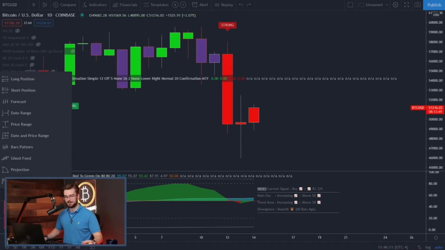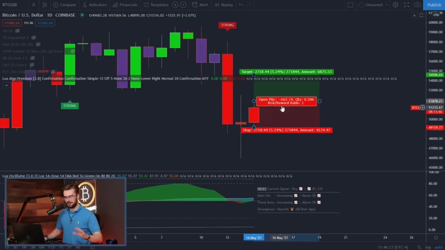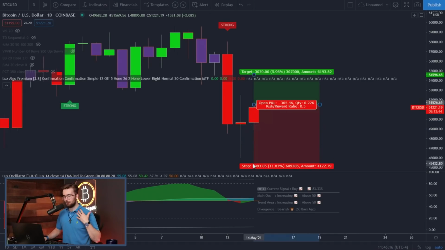What I would be looking at doing here is setting up a trade setup with a long position with an entry price somewhere right around where we are right now, a pretty big stop loss.